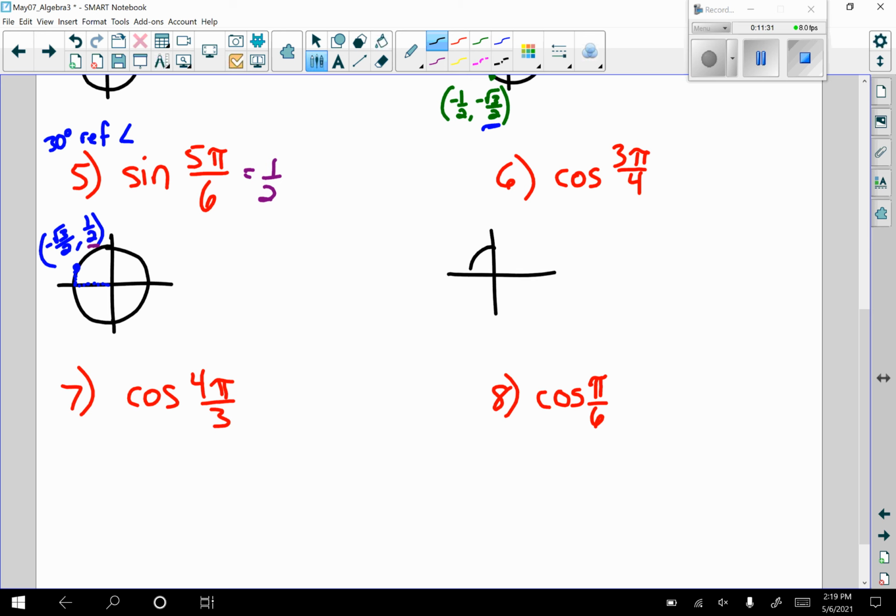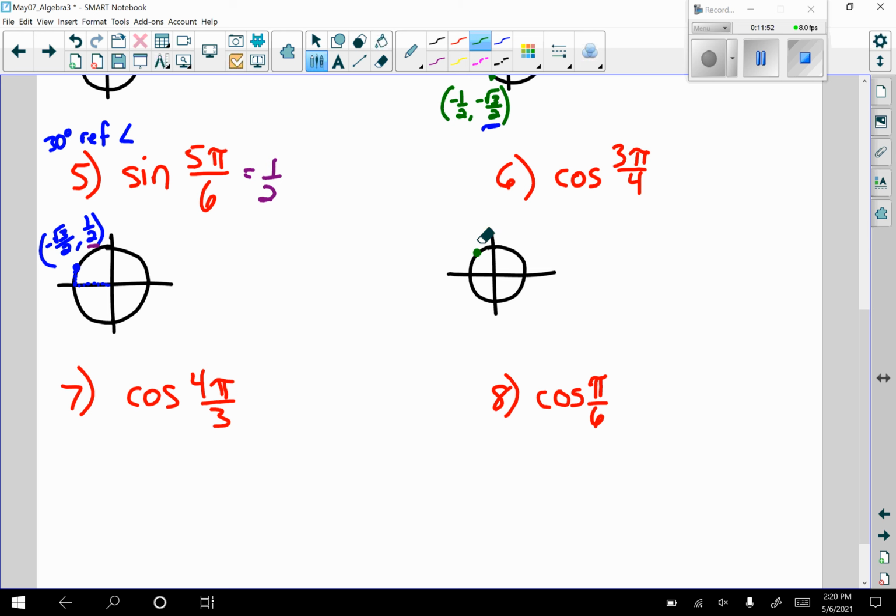Again, make a sketch for 3 pi over 4. Now remember, pi over 4 is in the middle of the quadrants, but because it's 3 pi over 4, just like 5 was 1 less than 6, when the numerator is 1 less than our denominator, that puts us in the second quadrant. So this puts us right in the middle of the second quadrant.